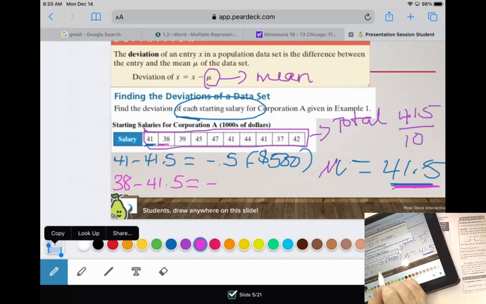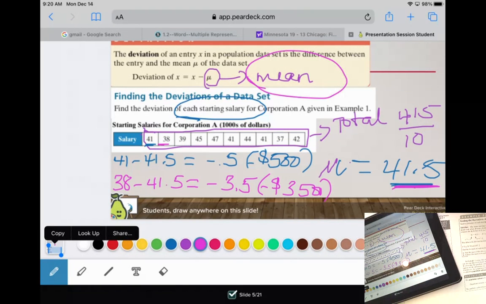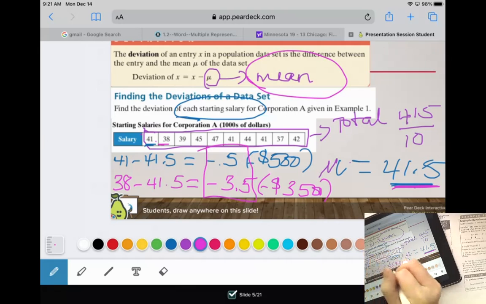That gives me negative 3.5. So that's about $3,500 less than the average. Then for the next one, I'm going to take 39 minus 41.5. I can do the next one, which is 45 minus 41.5. So that's how I find the deviation. Step number one, find the mean. Step number two, take each value and minus the mean. That will give you the deviation. So these values right here, this is the deviation.